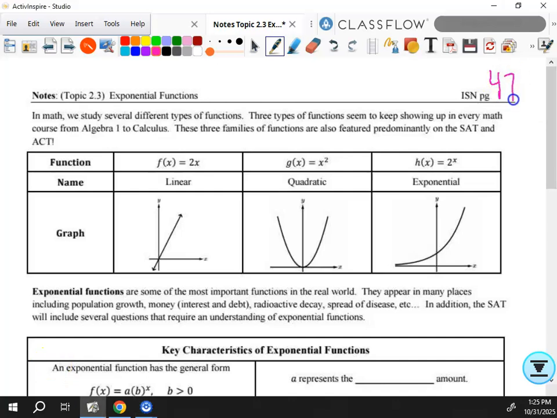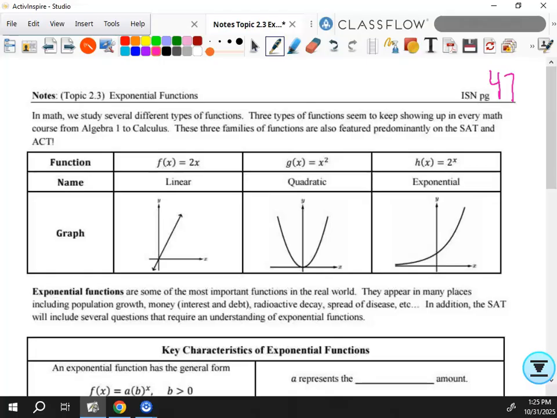All right, so today we're looking at exponential functions. We've already talked about them a little bit because we did the geometric sequences. So it starts by saying in math, we study several different types of functions, obviously. Three types that keep coming up: linear, quadratic, and exponential.